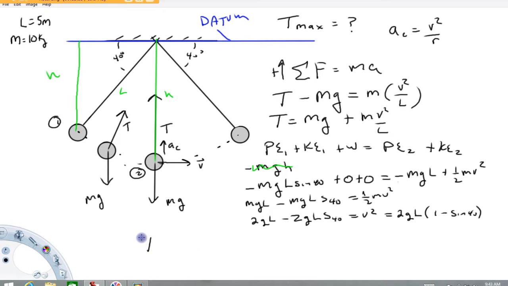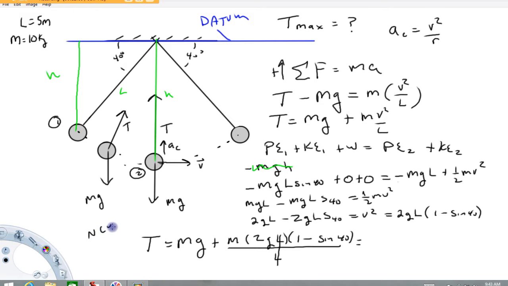So our tension is going to equal mg plus m, now times v squared, which is equal to this, 2gl times 1 minus sine 40 over L. And you notice that these divide out. So I'm going to go ahead now and write this out, and take note that the units are consistent. I'm going to run out of room, so I'm going to leave the units out, so note consistent units.